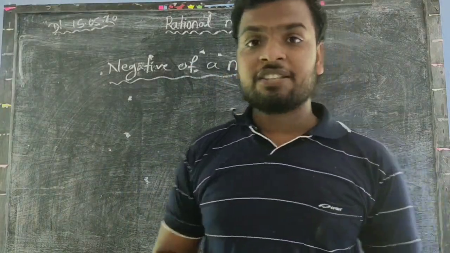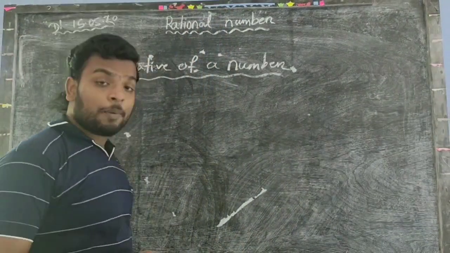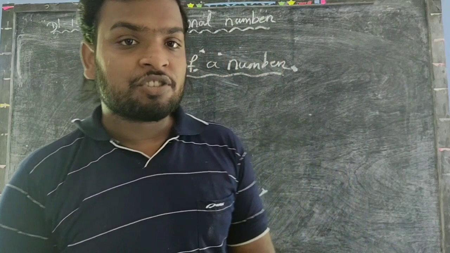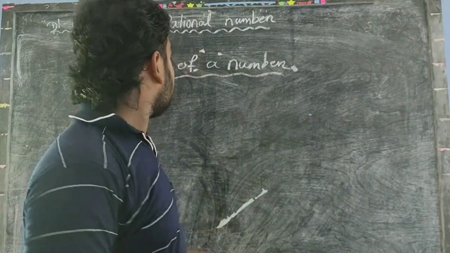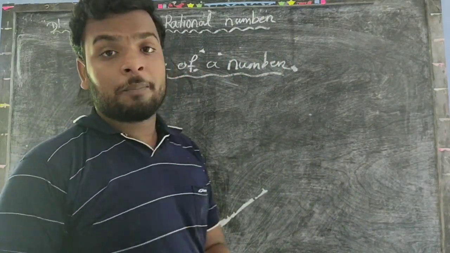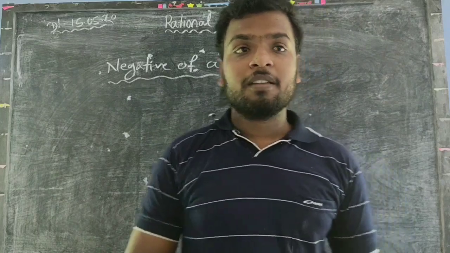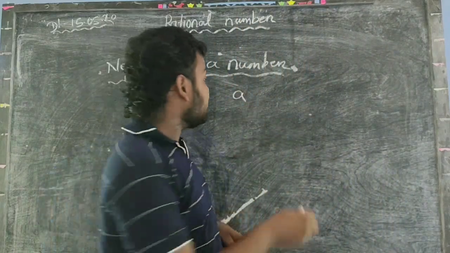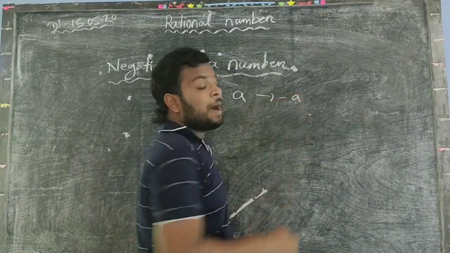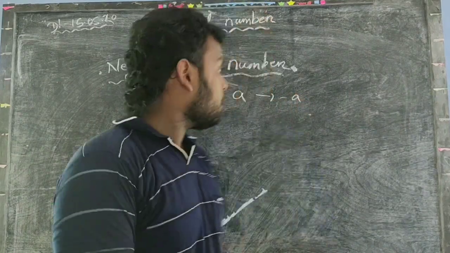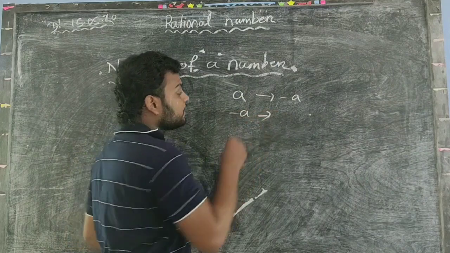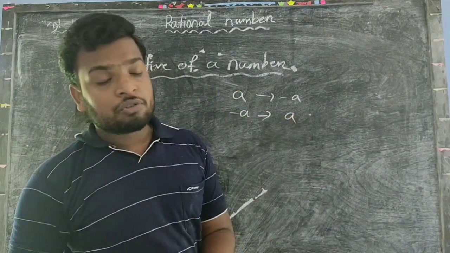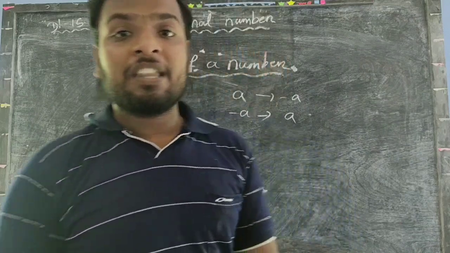So now in this class we discuss the negative of a number. In the previous class we discussed the various properties of rational numbers. So in this class we discuss the negative of a number. What do we mean by the negative of a number? If a is a number, then its negative is minus a, and vice versa. That means if a number is minus a, then its negative is plus a. It is also known as the additive inverse.